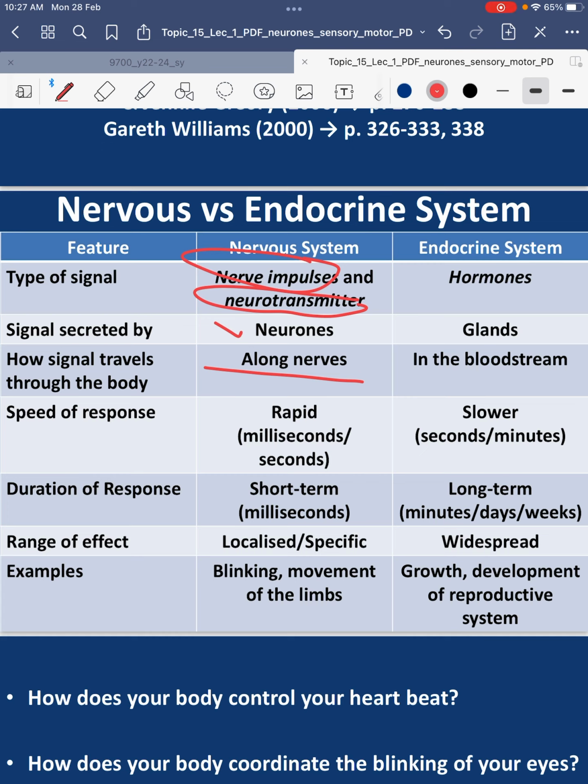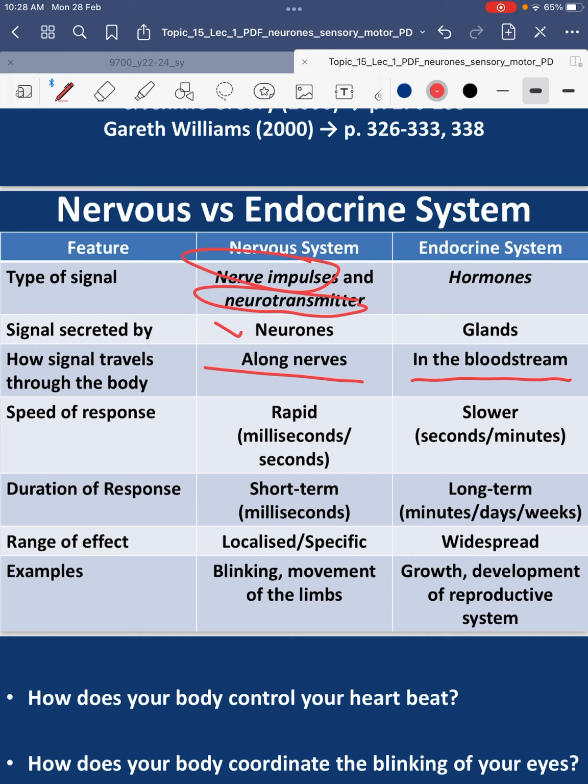So when you compare with hormones, they are released into the bloodstream, meaning arteries, veins, capillaries. Whereas nerve impulses and neurotransmitters travel along nerves. And nerves consist of many neurons, many different types of neurons. The speed of the response.